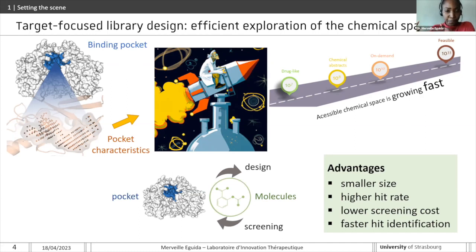Normally, with this protocol, we should end up with a smaller number of molecules that we have visited. And we also hope that we will have higher hit rates since we use specific information on the target, and we hope that there will be some complementarity in the molecules. And finally, we are also expecting this would, as a positive consequence, yield lower screening costs and enable faster identification.